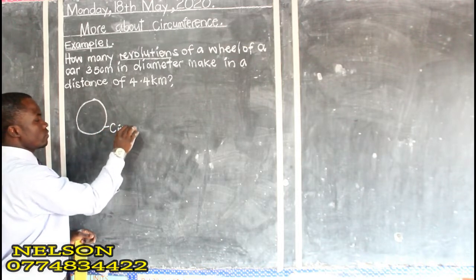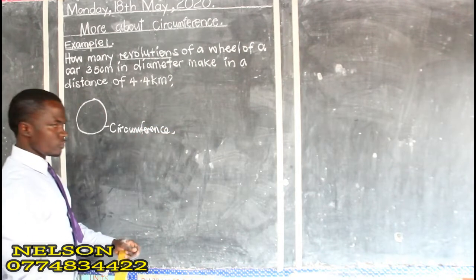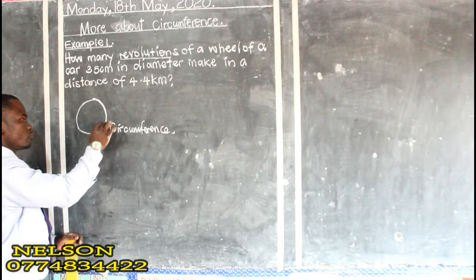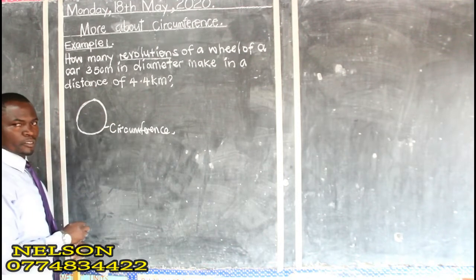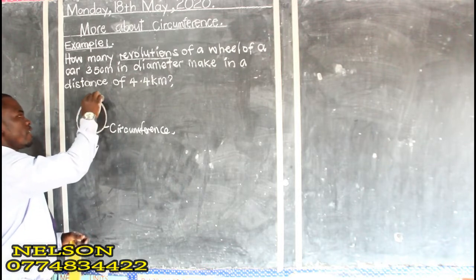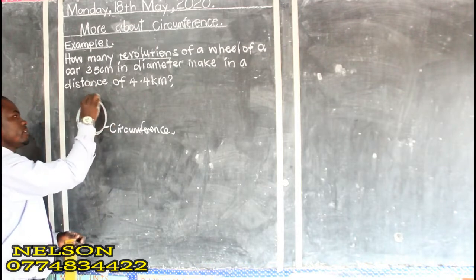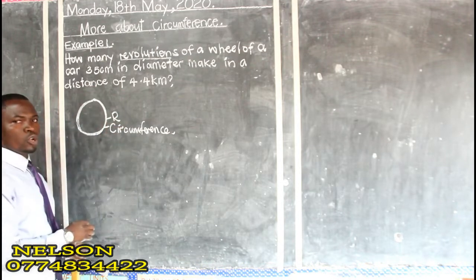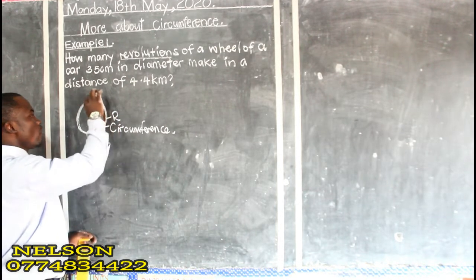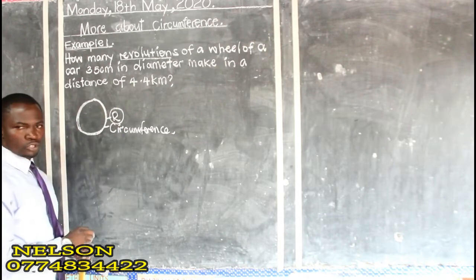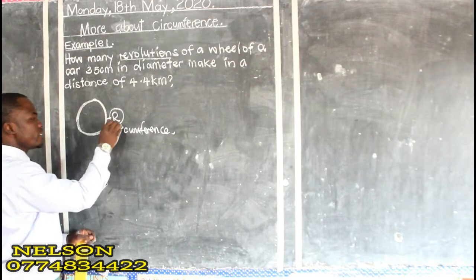Circumference. So from here up to here, in circles, we call this a circumference. And at the same time, remember, I said from here up to here is called also a revolution, one complete turn. We can say one complete turn makes a revolution, and this part on a circle is called a circumference.